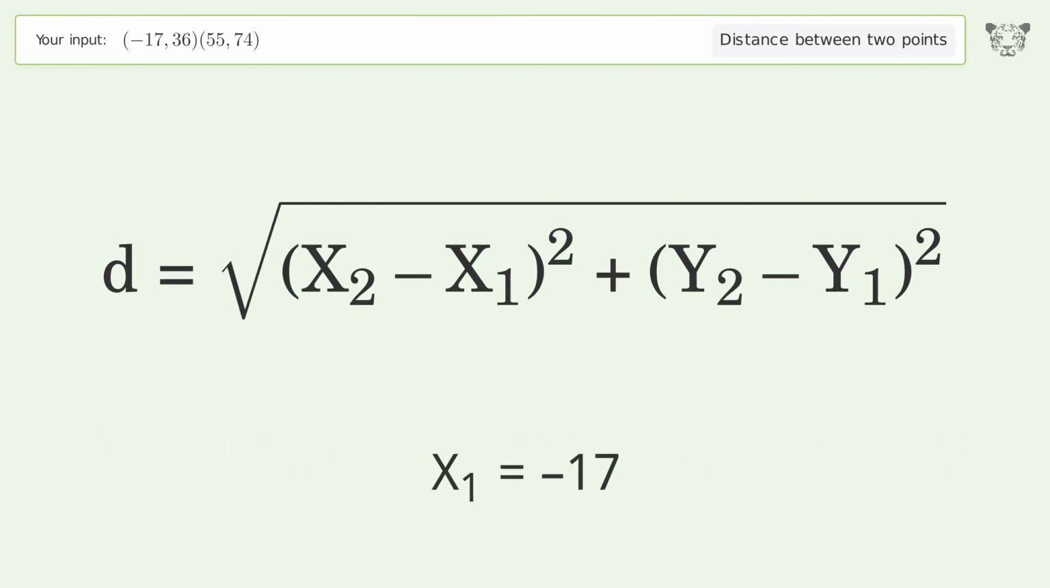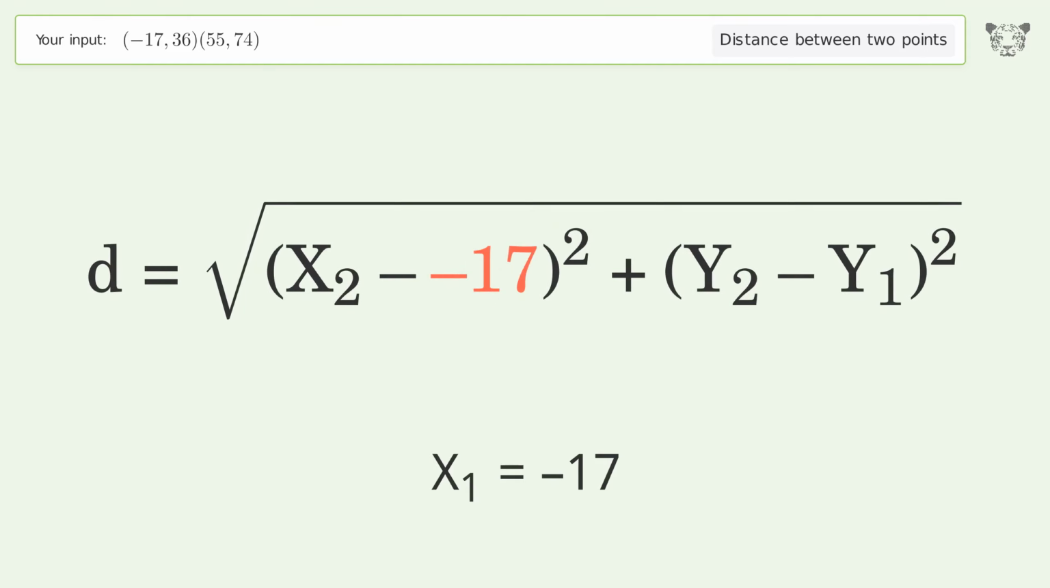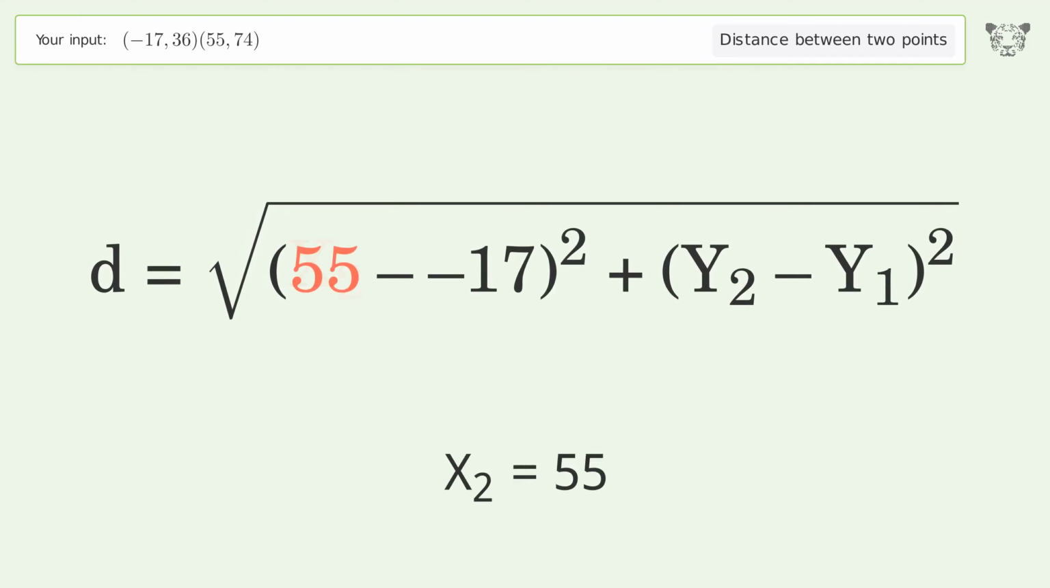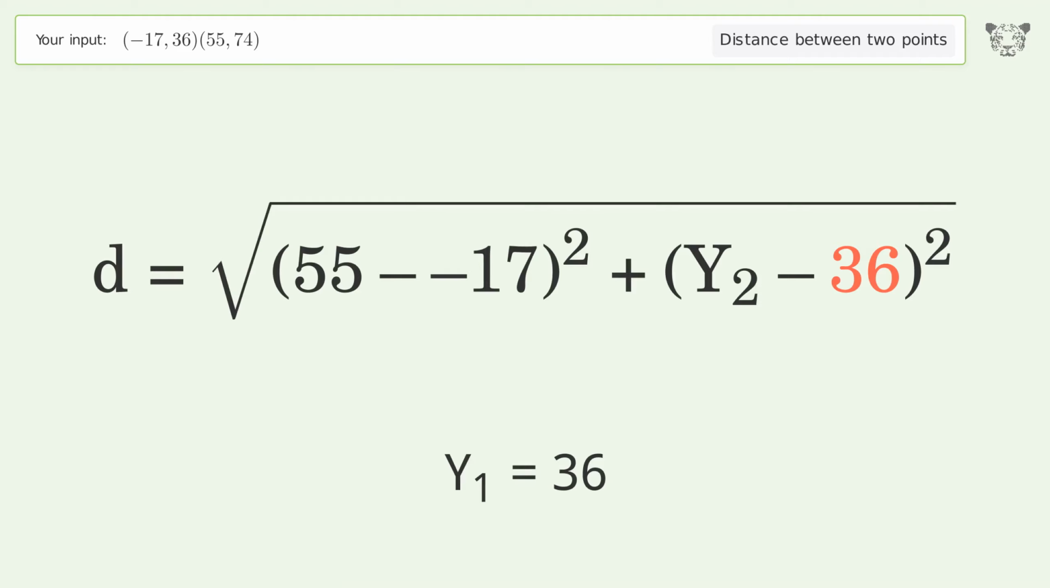x1 equals -17. x2 equals 55. y1 equals 36. y2 equals 74.